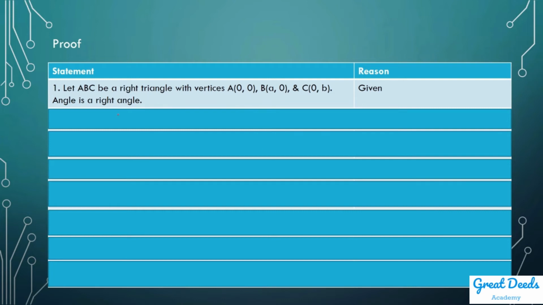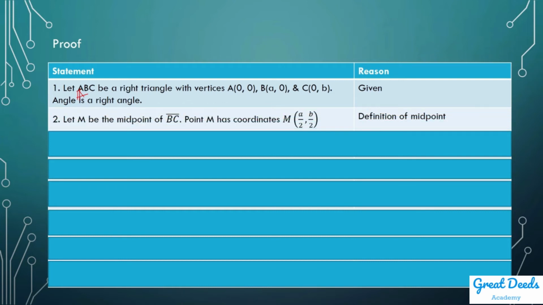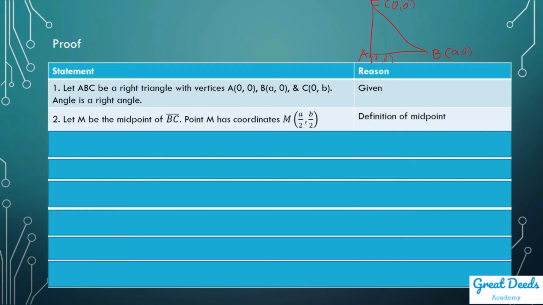Angle A, okay, so I missed to write here. Angle A, reason: given. Next, let M be the midpoint of BC. Okay, so BC is your hypotenuse. Okay, so let me draw it here. So let M be the midpoint of BC. Okay, so we will locate here M.